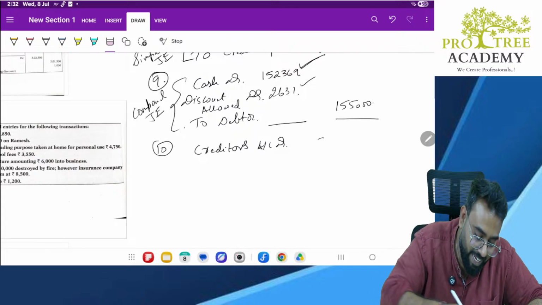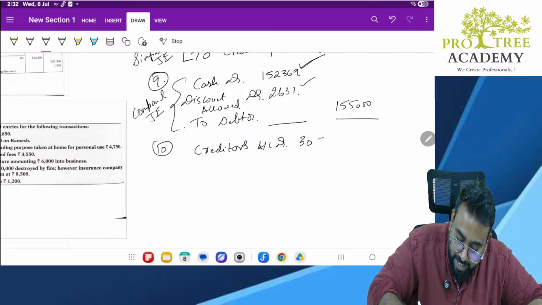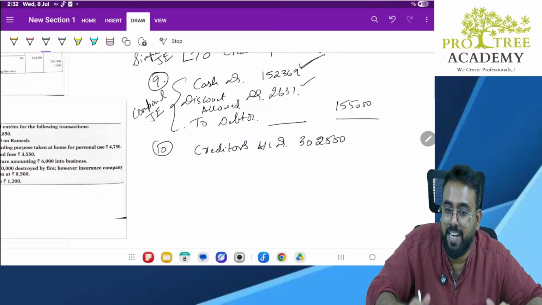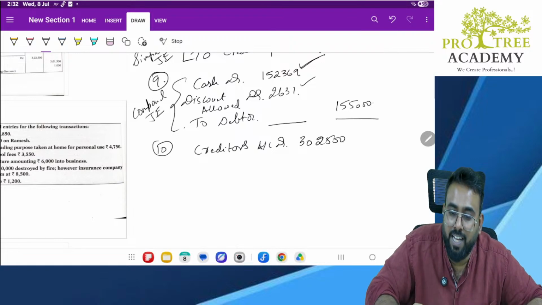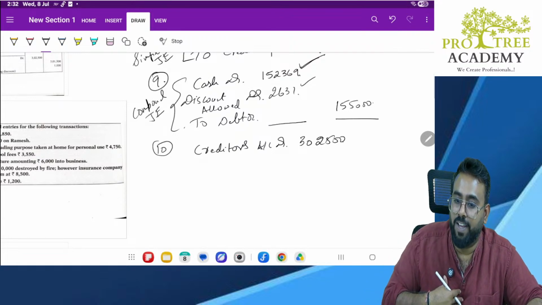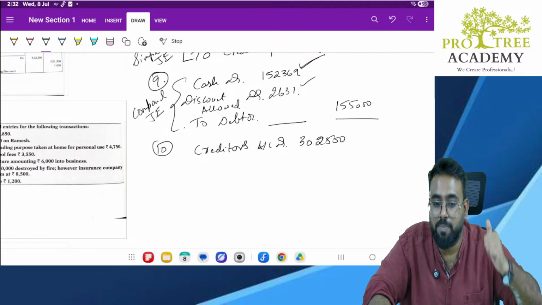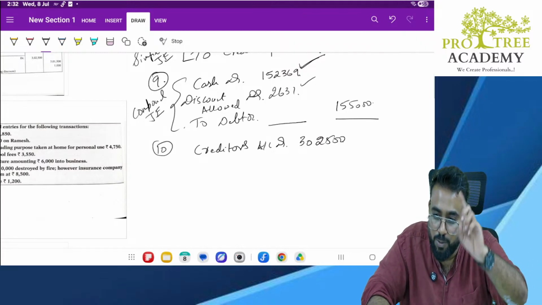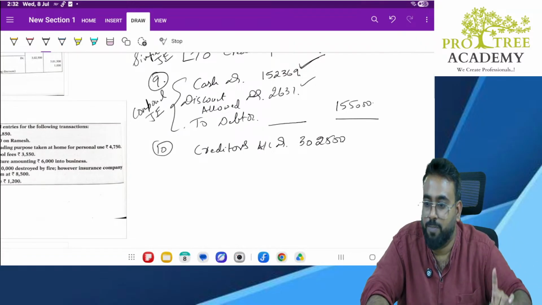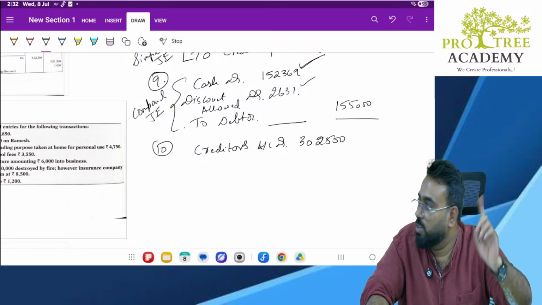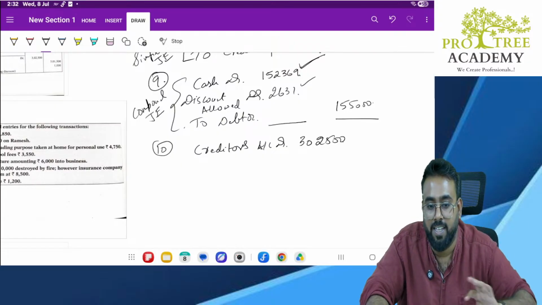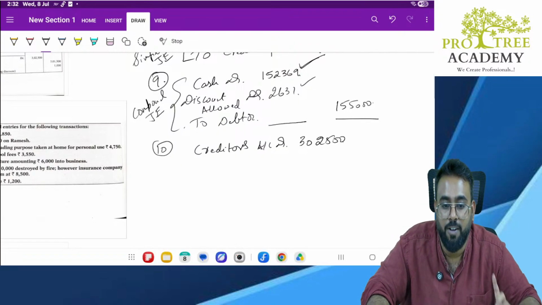It will be 3 lakh 2,500. Why, sir? Where did that extra 1,000 rupees come from? Simple, sir. I had to pay him 3 lakh 2,500, but he has given a 1,000 rupee discount. Correct? Correct, sir. But how much should his balance come down by? 3 lakh 2,500. 3 lakh 1,500 is what we pay, and 1,000 is the discount which we get. So total 3 lakh 2,500.